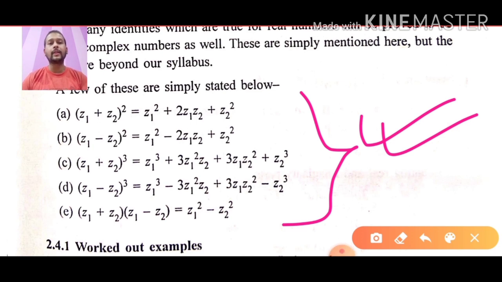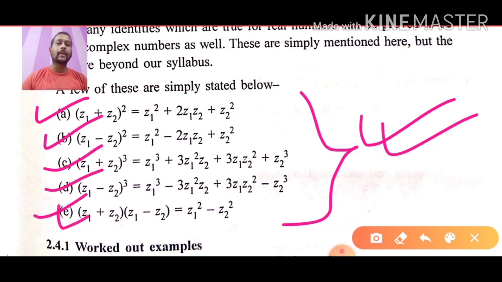That means square, then we have cubes, and that one, a square minus b square is a plus b into a minus b, that also will hold. Okay, it will hold here. So for algebra, whatever properties or identities we have done will hold.